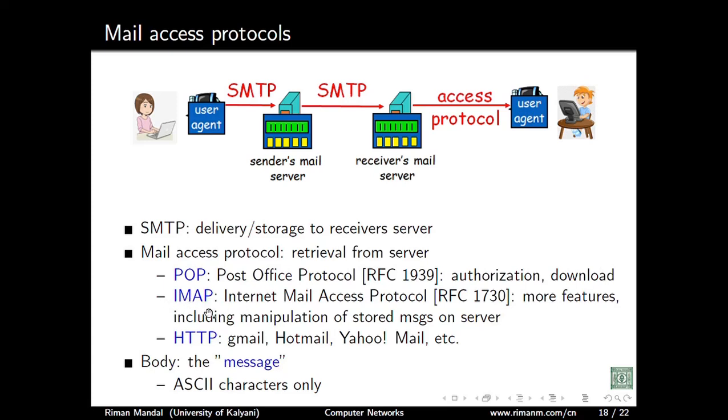Whereas IMAP is more advanced, more feature-rich, and it stores the messages on the server. It keeps the messages on the server and always uses internet connectivity to access the server. So if I am organizing my mailbox using IMAP, then I can access the same organized mails from any machine. Also, HTTP can be used to access mails from the user agent, like Gmail, Hotmail, and Yahoo Mail do basically.